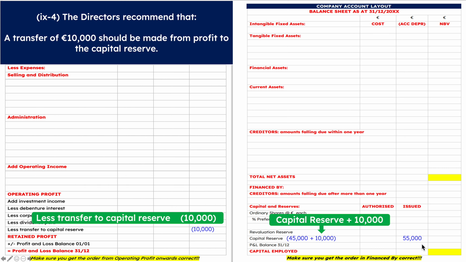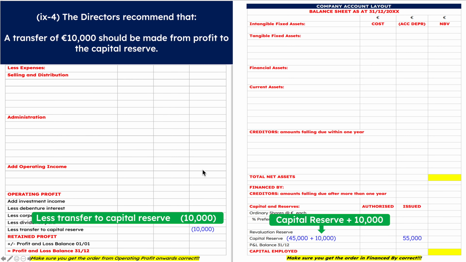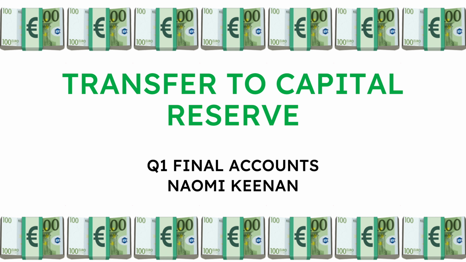The tough thing about this is just knowing the layout of your accounts, and that's it. So that's how you would do a transfer to capital reserve. From your notes you'll see this layout that I've given to you, and it's really, really important that you get that right, because if you mess up the order you might not get the marks. So it's a very easy adjustment, and you might see it again in the near future.